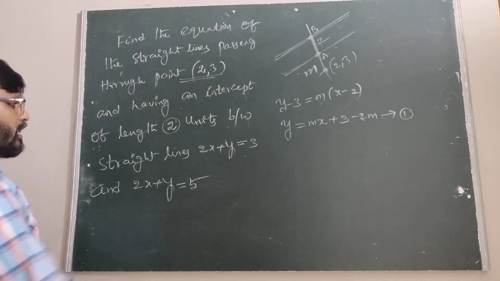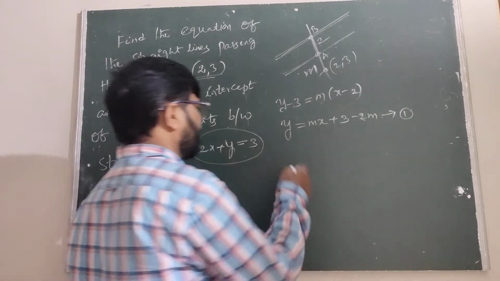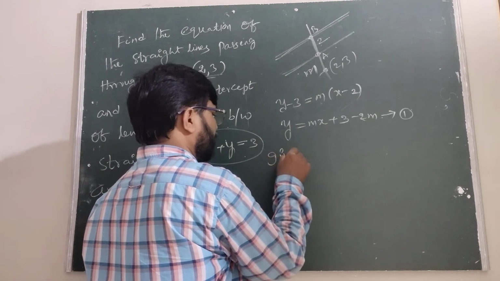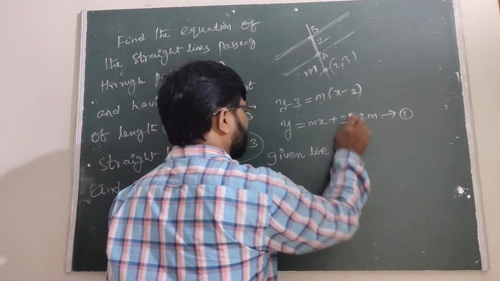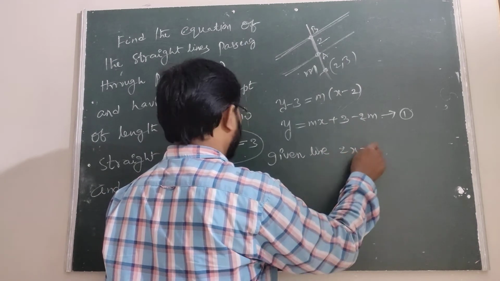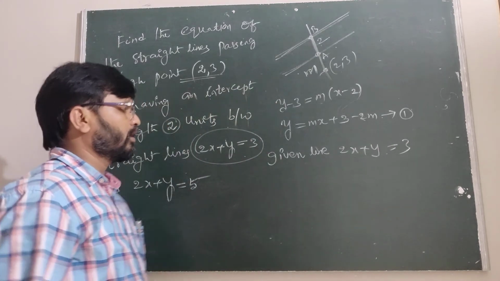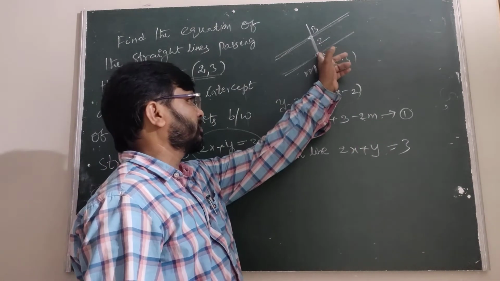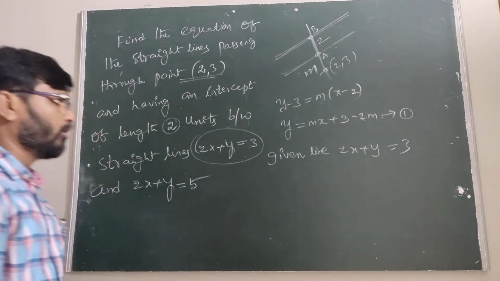So the first line is this one. We are taking the 2x. The given first line is 2x plus y equal to 3. Now, the given line 1 intersects the first line at the point A.